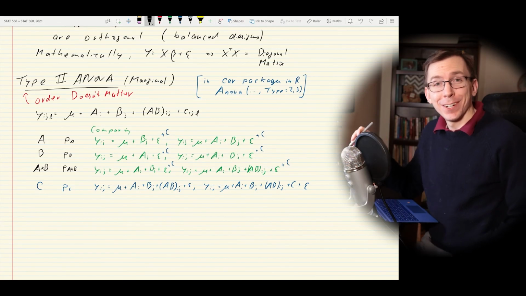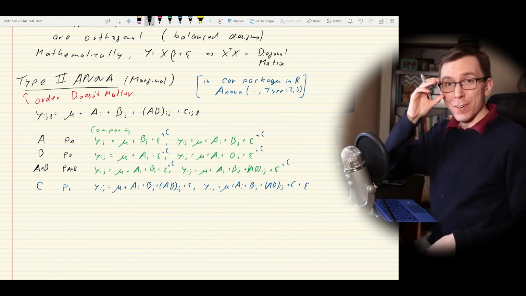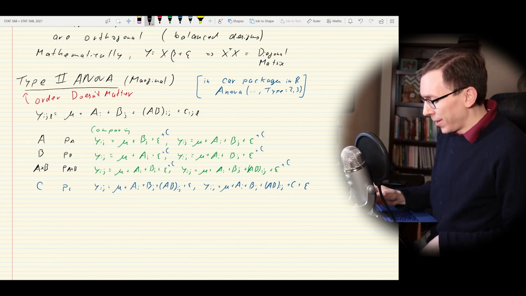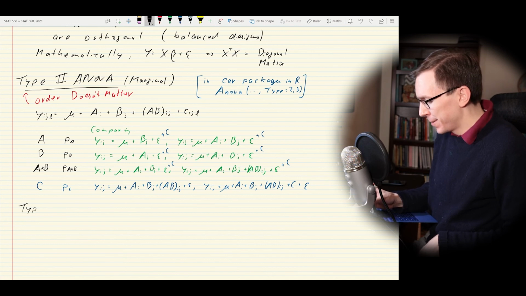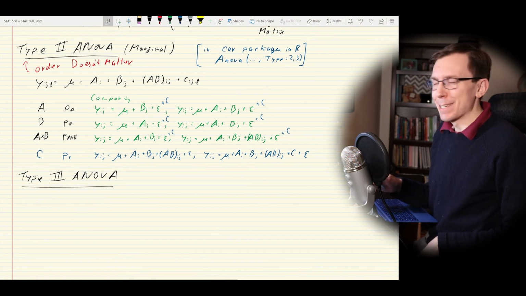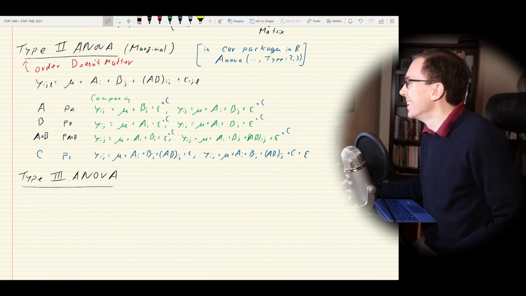And we're back, and we're going to fight our way through one more ANOVA table before we're done with this lecture. What we're going to do is look at type 3 ANOVA. Again, worst possible terminology ever. It's almost like somebody's doing it as a joke.